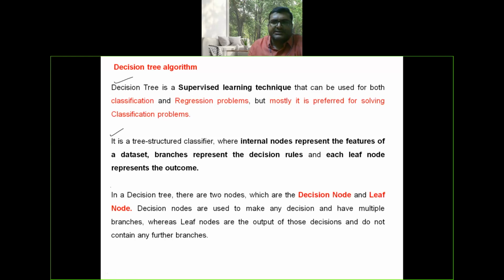In a decision tree, there are 2 nodes, which are the decision nodes and leaf nodes. Decision nodes are used to make any decision and have multiple branches, whereas leaf nodes are the output of those decisions and do not contain any further branches. Decisions are performed on the basis of features of the given data set.